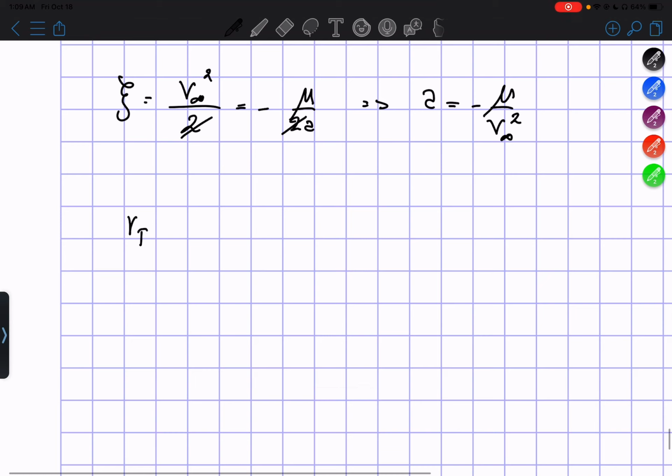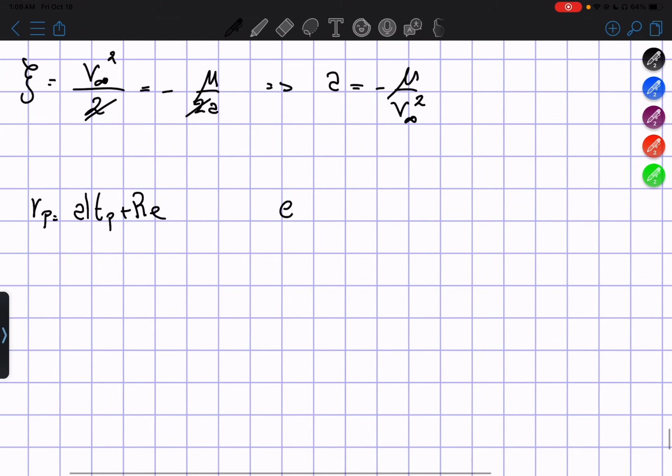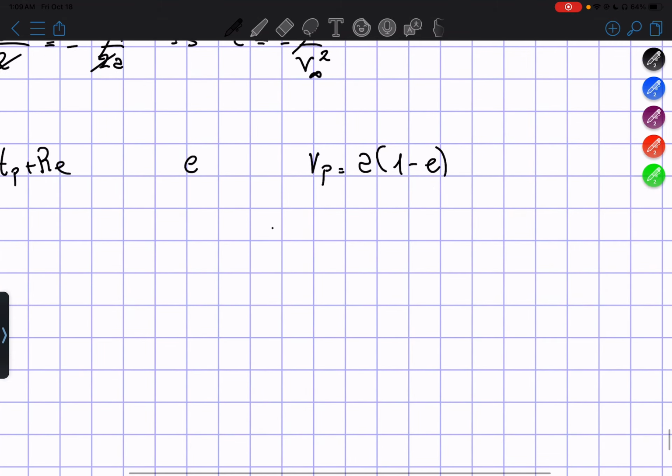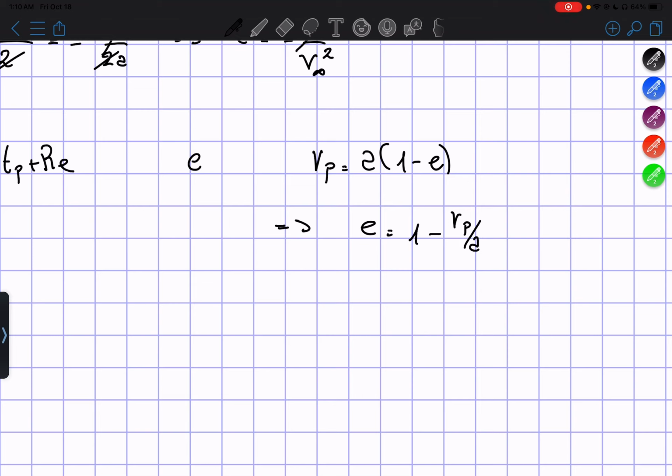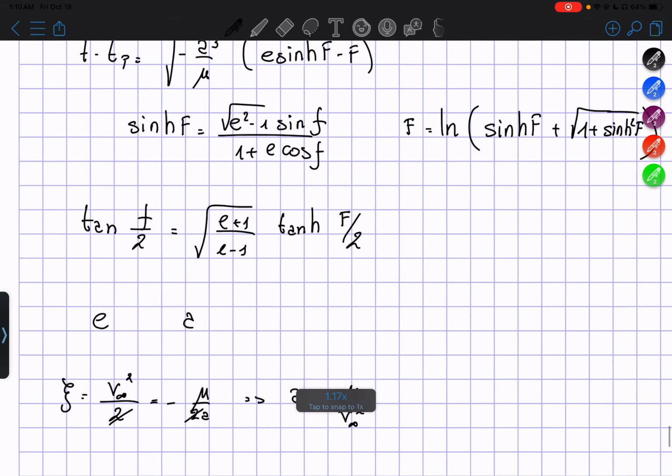Then we have the radius of perigee, which is equal to the altitude at perigee plus RE, where RE is the radius of the Earth. What do we need to find? We said e. Because we know that RP is equal to a times 1 minus e, we can rewrite e as RP divided by a, move to this side, I get negative 1 plus, yes. So you can find e in this way.